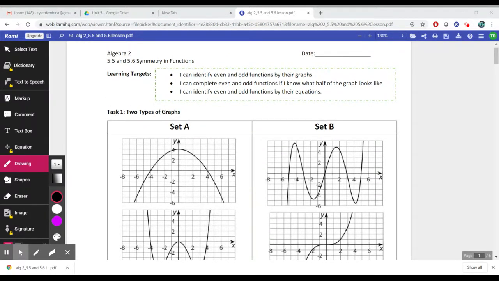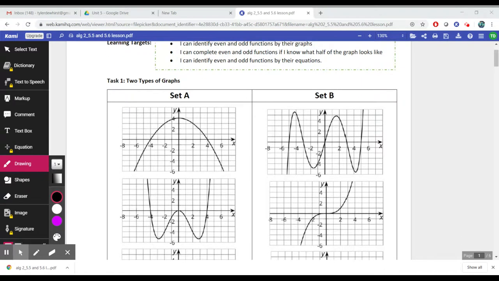Today we'll be doing 5.5 and 5.6. The sections are on symmetry and functions. Our learning targets for today are: I can identify even and odd functions by their graphs. I can complete even and odd functions if I know what half of the graph looks like. And I can identify even and odd functions by their equations.